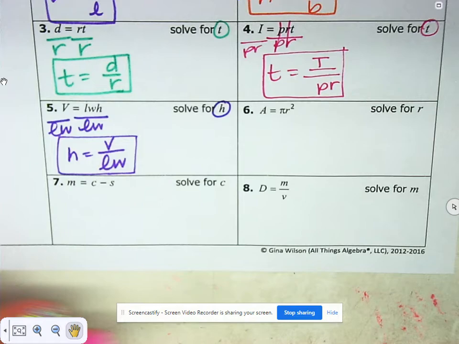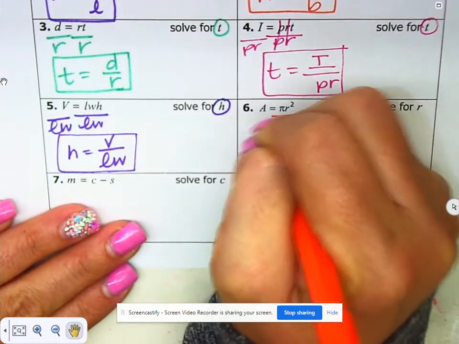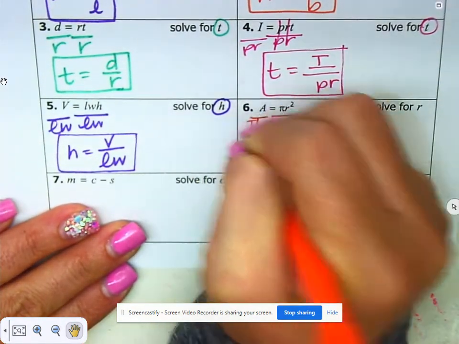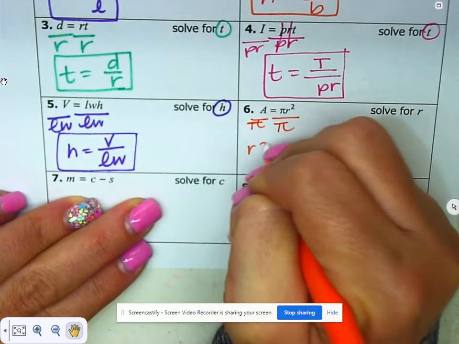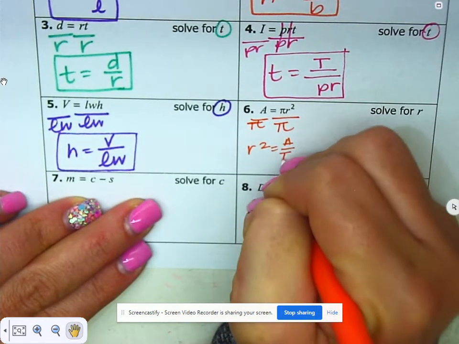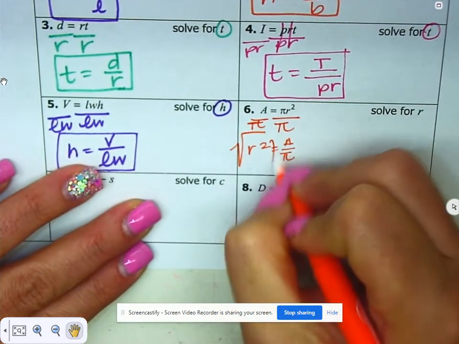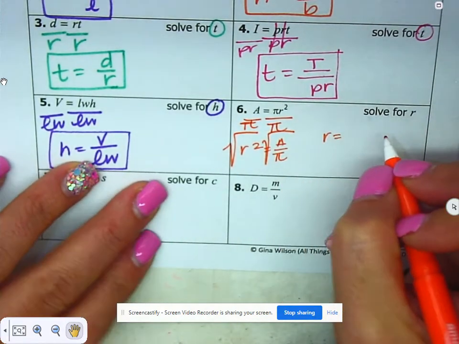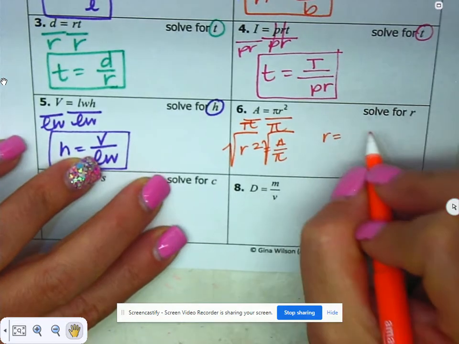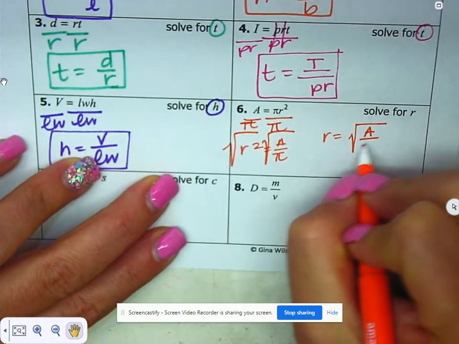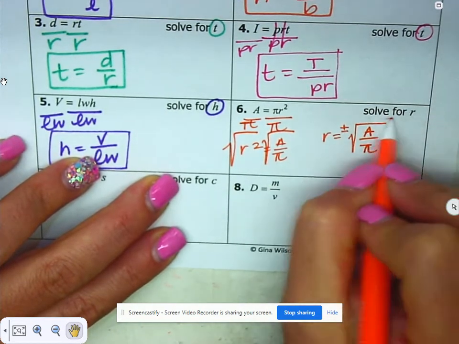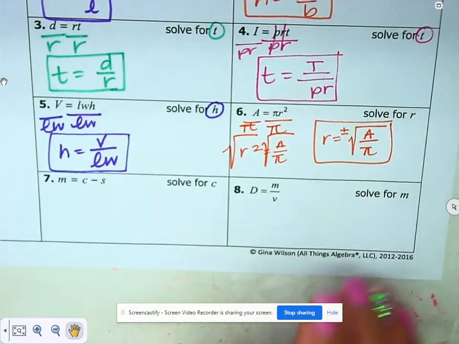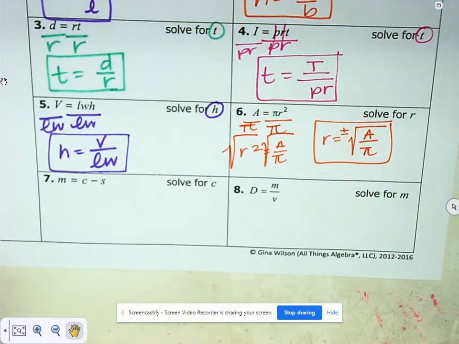All right, now this next one it's more than one step. We're going to divide by pi first, which gives me R squared equals A over pi. And then you do have to get rid of the square. We talked about this in class. This is not one that you will do a whole bunch of for me. And there does technically need a plus minus in front, but just kind of put that one in your back pocket. We're not going to use that one for much.